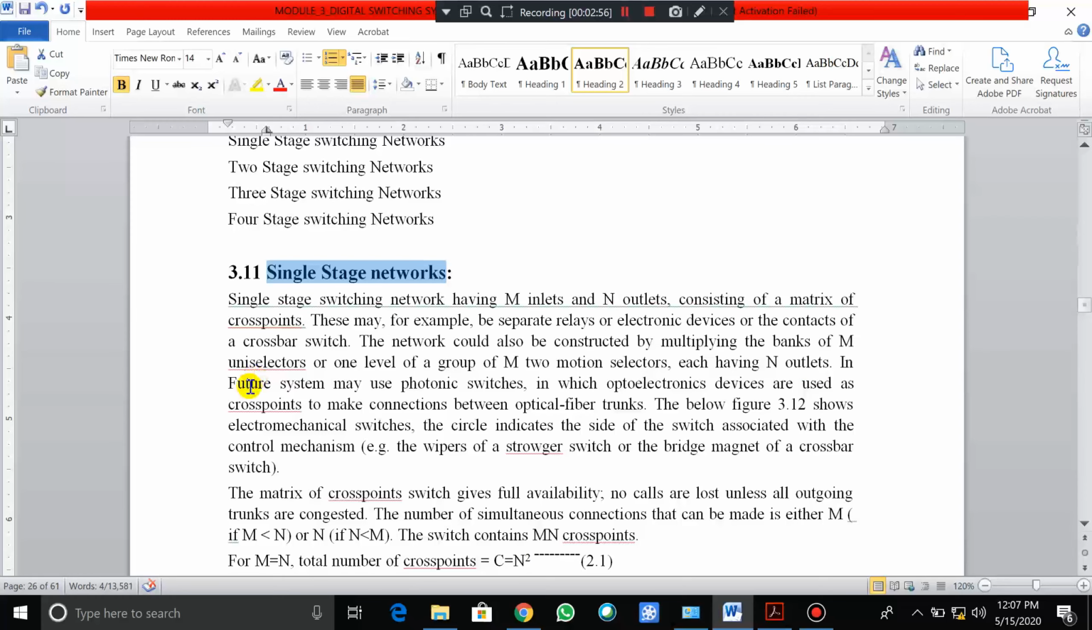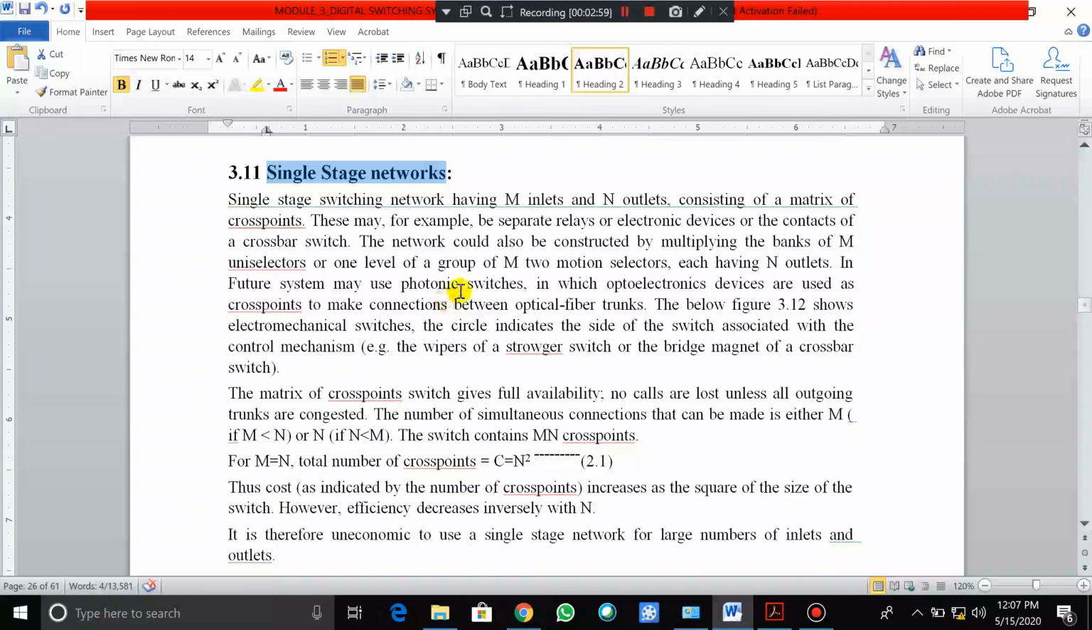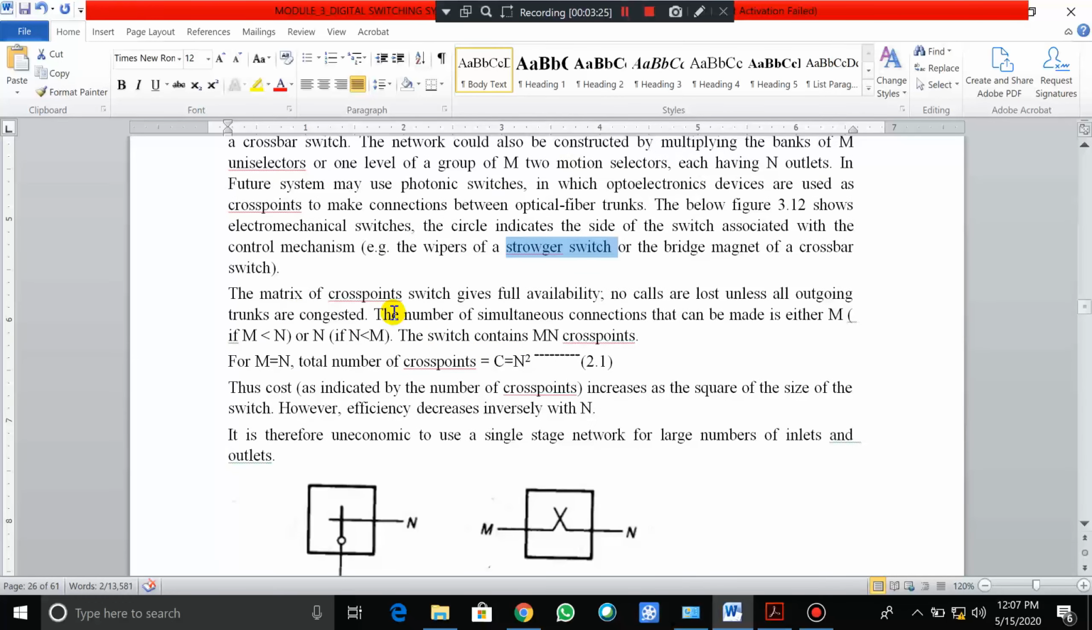Further, the system may use photonic switches, in which photoelectronic devices are used as cross points to make connections between optical fiber trunks. We also have electromechanical switches, and the circle indicates the side of a switch associated with the control mechanism, for example the Strowger switch we discussed in module number 2. The matrix of crossbar points gives full availability, so no calls will be lost unless all trunks are in congestion.